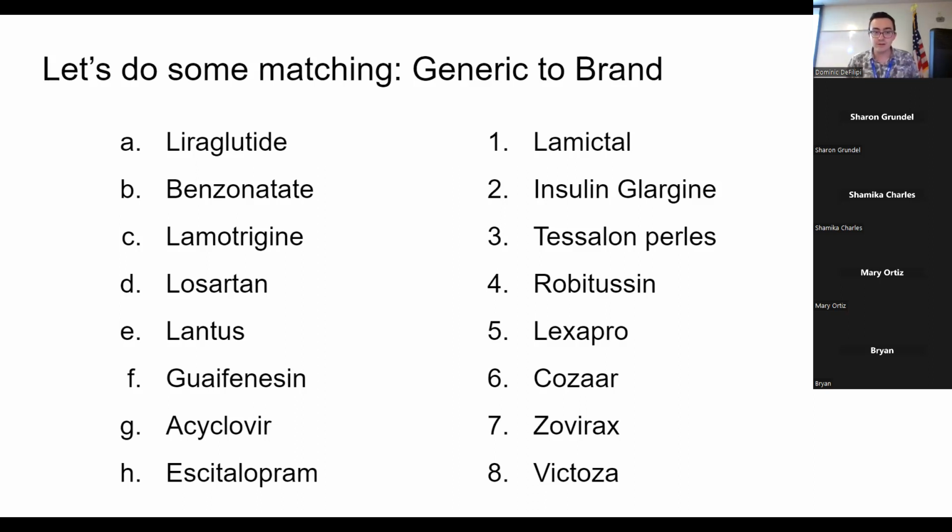C is 1. Yeah, lamotrigine, Lamictal, lamb and lamb. Sometimes they're easy like that, right? So what does lamotrigine do? Yeah, absolutely. So it could be for bipolar disorder.